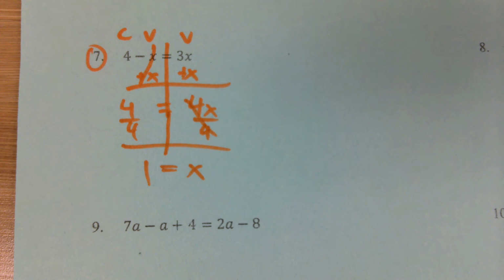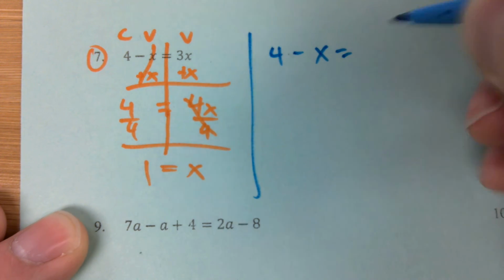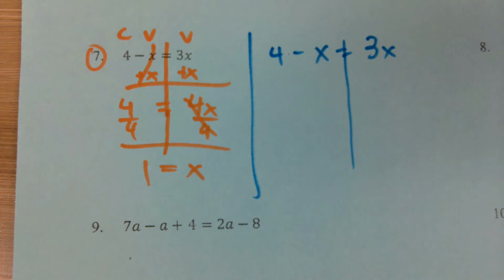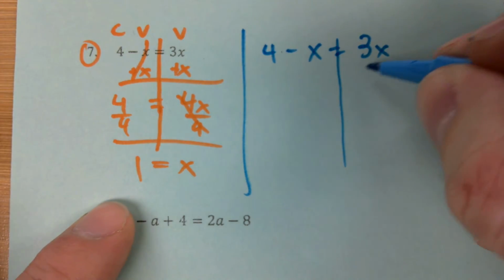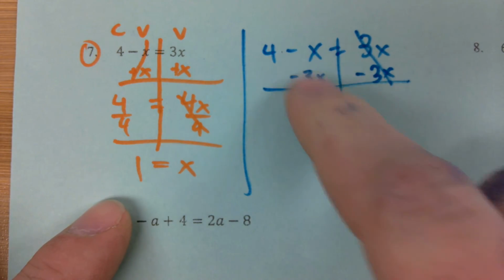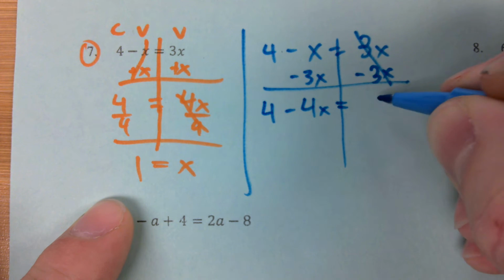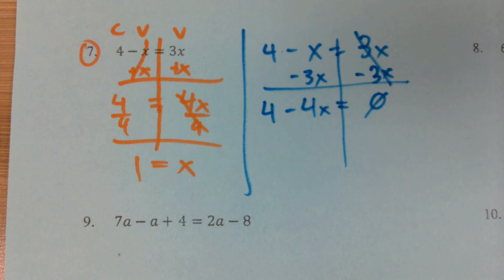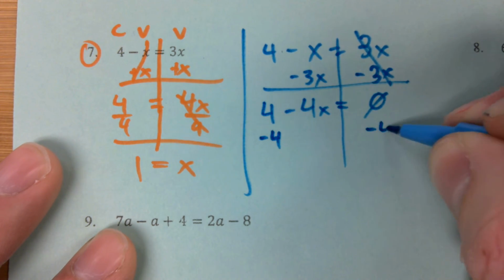So here's what would happen if we did it the other way. Just for the sake of argument, let's see what would happen if we subtracted 3x over to the left instead. So if we do minus 3x, what would minus x minus 3x be? Negative 4x equals 0. Now what can we do? Well, we brought our variable term over to the left. Let's bring our constant term over to the right.